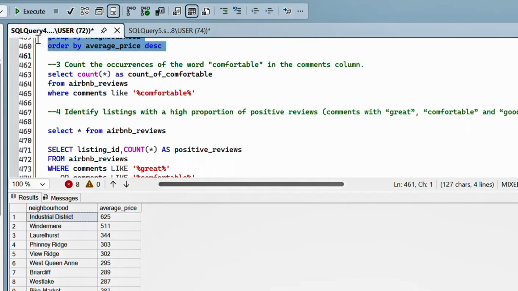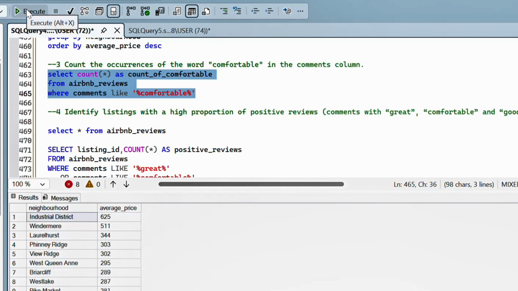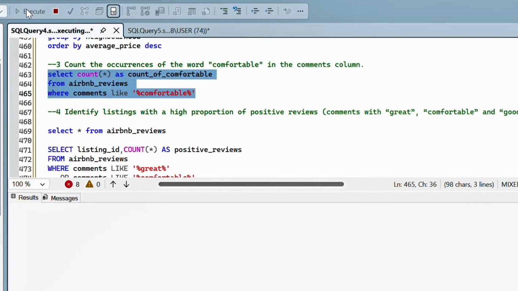Then question 3 says I should count the occurrence of the word comfortable. With the use of wildcards, I was able to get where comfortable appeared in the comments column. And here is the answer. This answer is delayed, it's coming. Okay, good. It counted 95,019 places where comfortable appeared in our review table.